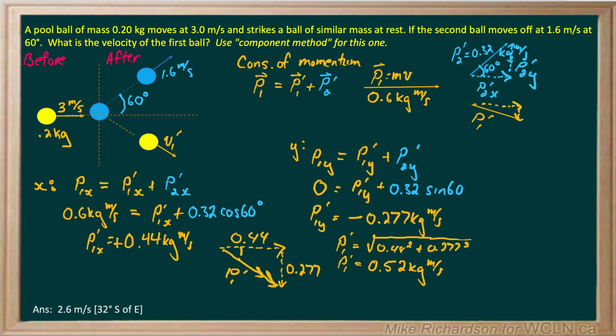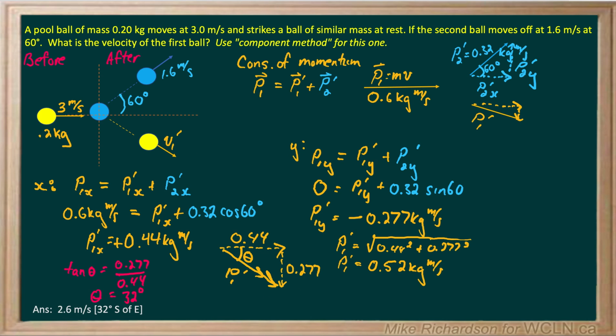Now my direction, I can simply use tan theta. So I'll do that in pink here so we can see the direction. I'll do it down here. Tan theta is opposite 0.277 over adjacent 0.44, and when I solve for theta, of course I've got to do the inverse tan. So when I do that, I get tan inverse of 0.277 divided by 0.44, and that gives me 32 degrees. And you can see that that's below the horizontal, or as stated in the answer, south of east. So we've got our angle.